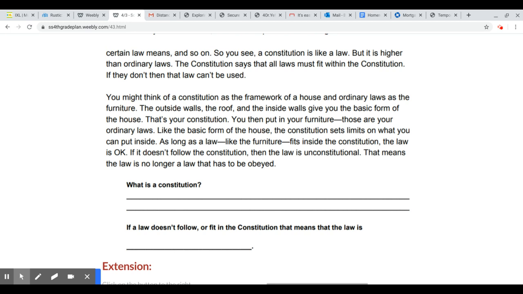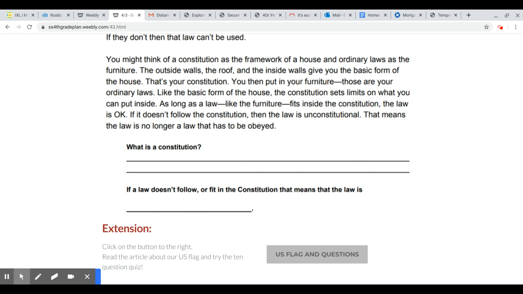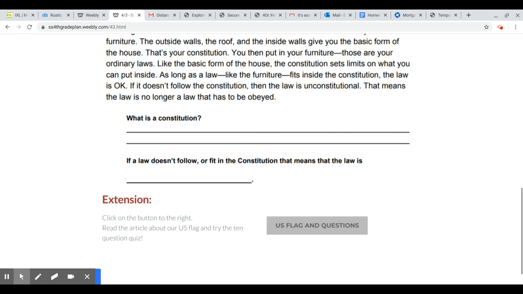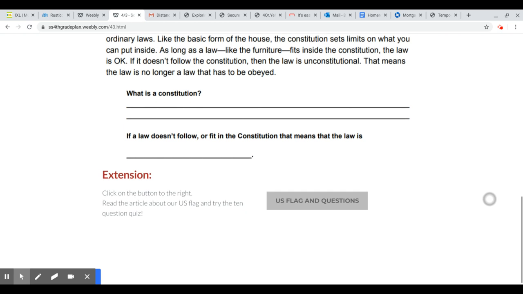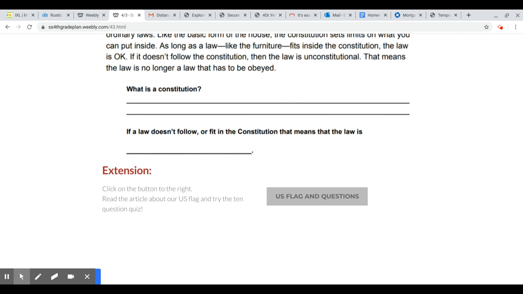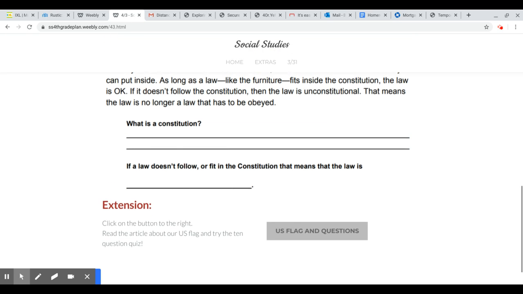So for today, I'd like you to answer the two questions. What is a constitution? And if a law doesn't follow or fit in the Constitution, that means that the law is what? As you can see down below, there is the extension. If you click on the right, you can read the questions about our U.S. flag and answer the questions. So go ahead and try to answer these questions as best as you can.